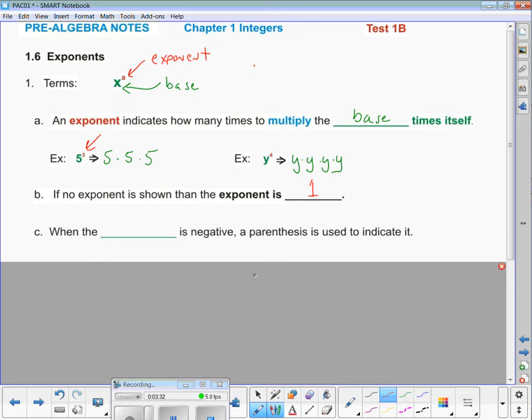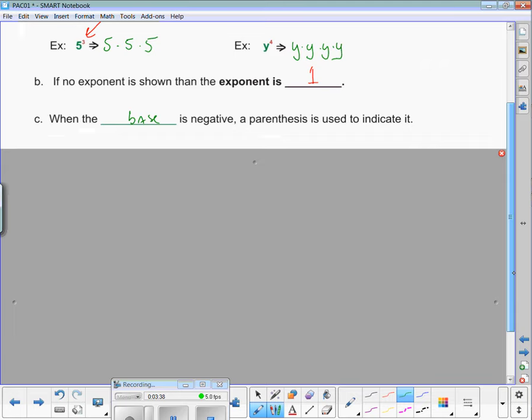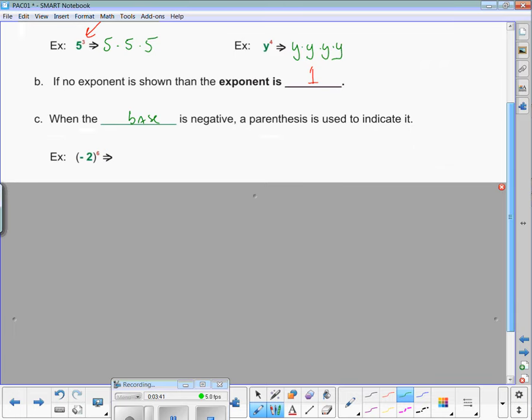C, when the base is negative, so here let me reveal the example there. You can see that we have an exponent of 6, and the base is a negative 2, and we know it's negative 2 because of that parentheses. You have an exponent next to a parentheses, and inside that parentheses is going to be the base, and it's a negative 2. So when the base is negative, a parenthesis is used to indicate it, because without it, you'll have different values.